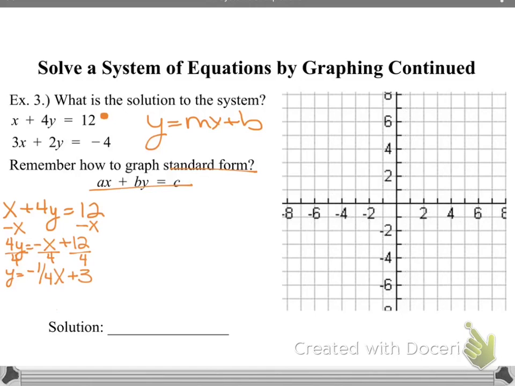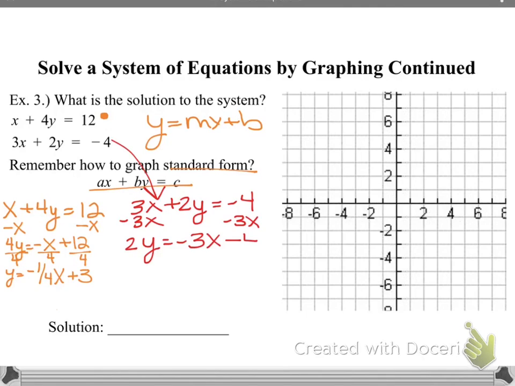I'll go ahead and do that same process with my second equation. So I've got 3x plus 2y equals negative 4. Remember, I want to move my x over first, so minus 3x on both sides. So I've got 2y equals negative 3x minus 4. Last step, divide by 2. So y equals negative 3 halves x minus 2. Okay, so now I've got my two new equations that I need to graph.